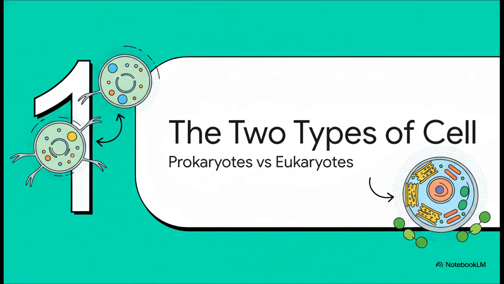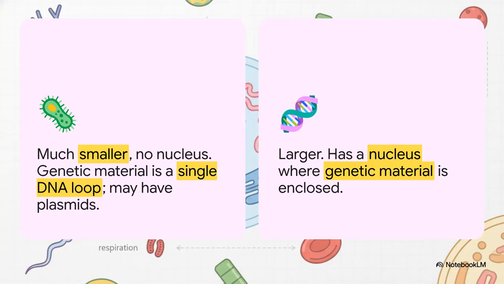This right here is the first and honestly the most crucial distinction you have to get right, the difference between prokaryotic and eukaryotic cells. Pretty much everything else in this topic builds from this one idea. Okay, so here are the core differences, plain and simple. On the left, you've got prokaryotes, things like bacteria. They're simple, they're small, and the absolute key takeaway is they have no nucleus. Their genetic material just kind of floats around in the cytoplasm.